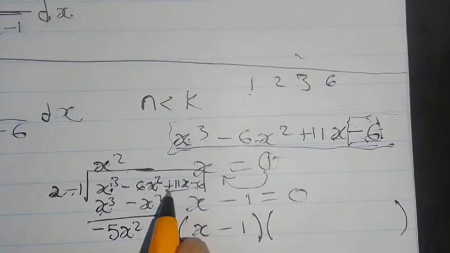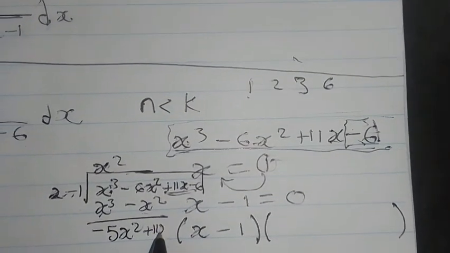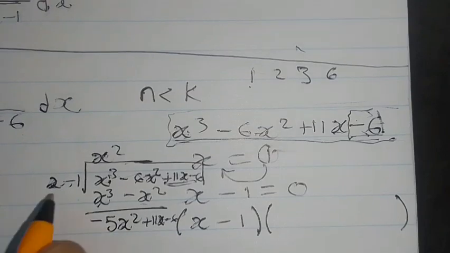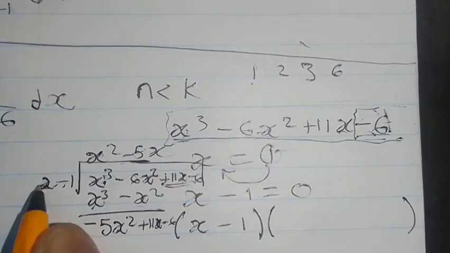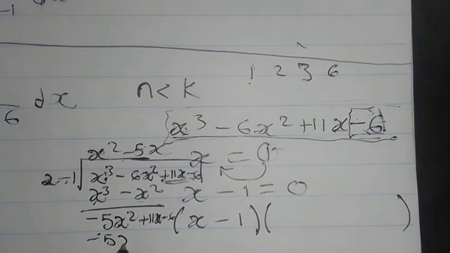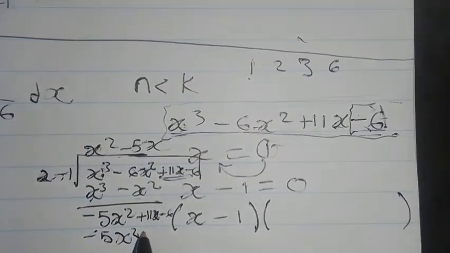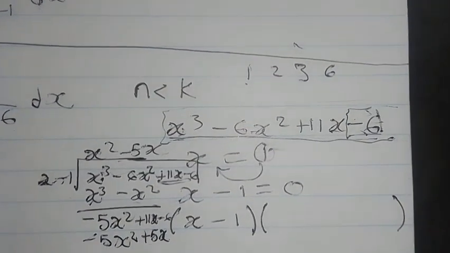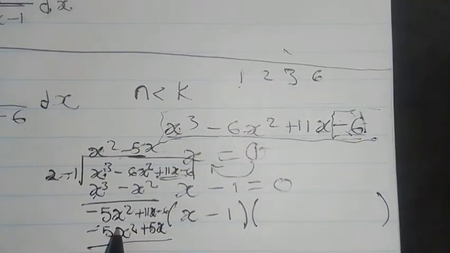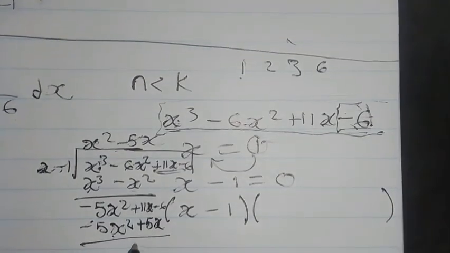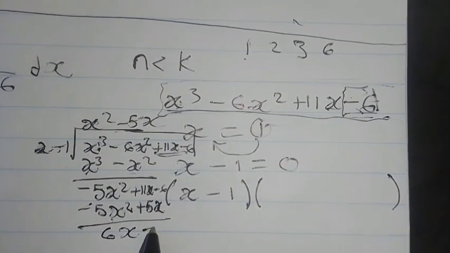Then I take the next term down, plus 11x minus 6. Now minus 5x squared divided by x is minus 5x. Minus 5x times x is minus 5x squared, and minus 5x times minus 1 is positive 5x. Now I subtract: this minus this is 0, and this minus this will be 6x minus 6.